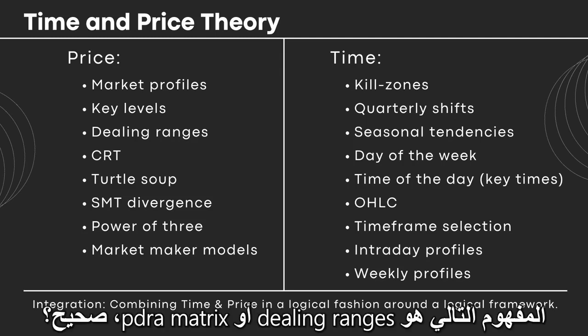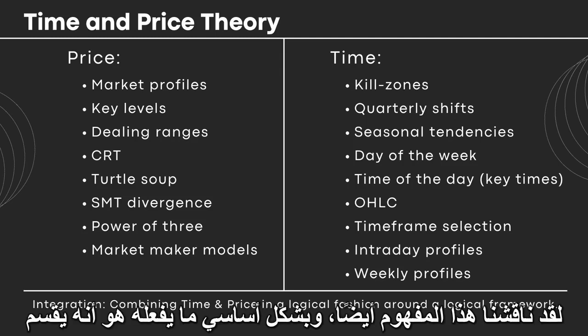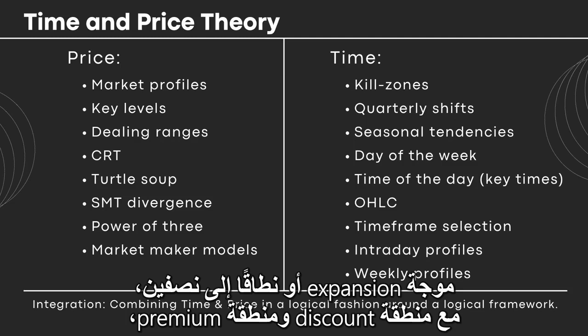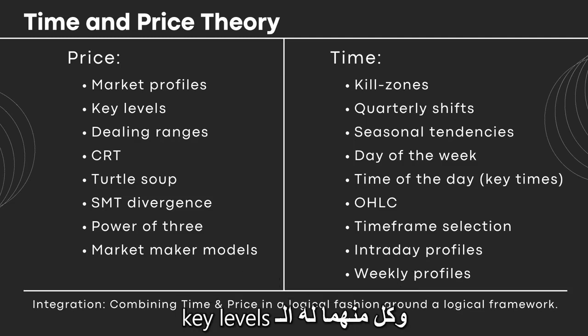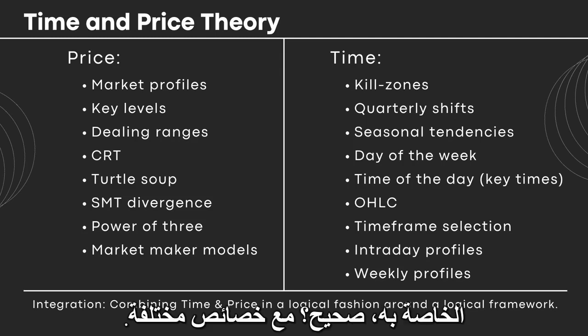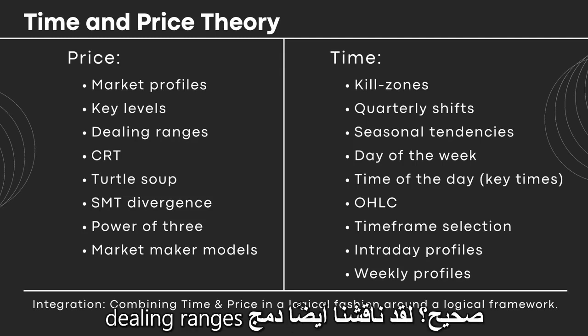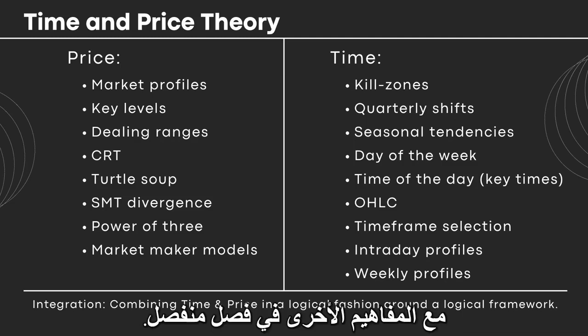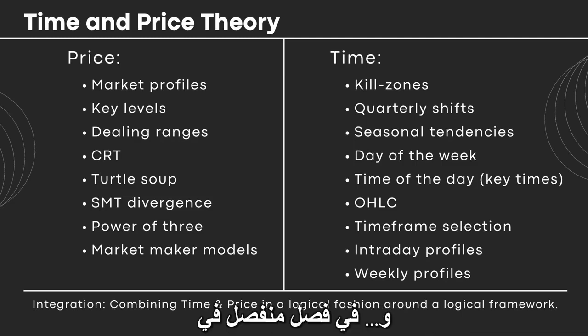Next one is dealing ranges or PDRA metrics, right? We've discussed this one as well, and basically what it does is that it divides an expansion swing or a range into two halves with a discount and premium region, each having its own respective key levels, right? With different characteristics. We've also discussed the integration of dealing ranges with the other concepts in a separate chapter in CPI.